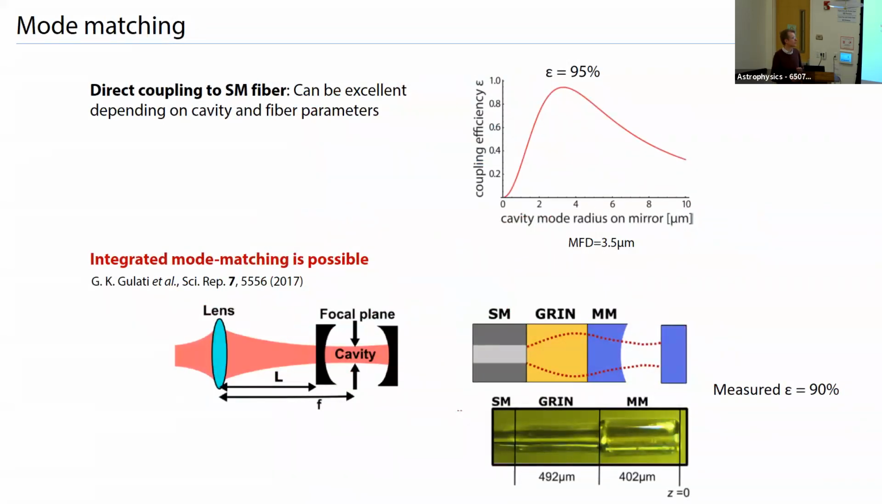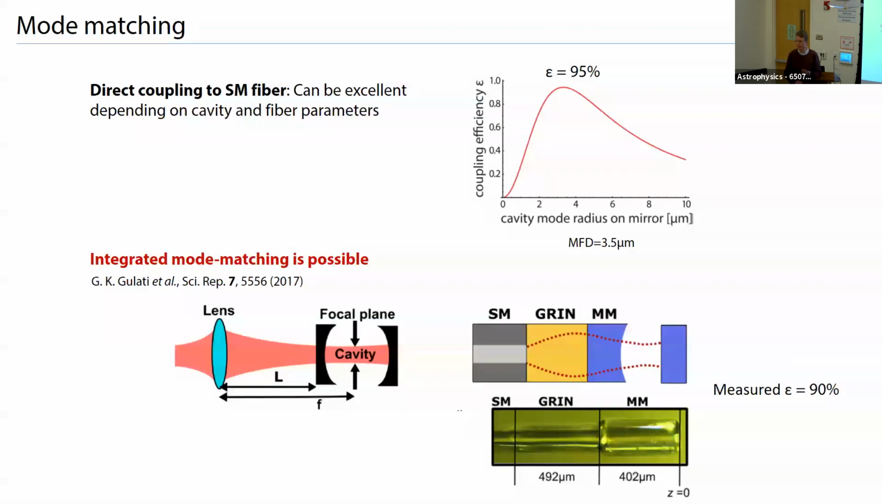In that way you get good coupling for specific cavity parameters. But if you don't want these parameters and still want a good fiber coupling, then you can adapt the standard macroscopic optics way of doing mode matching between free space mode and the cavity.